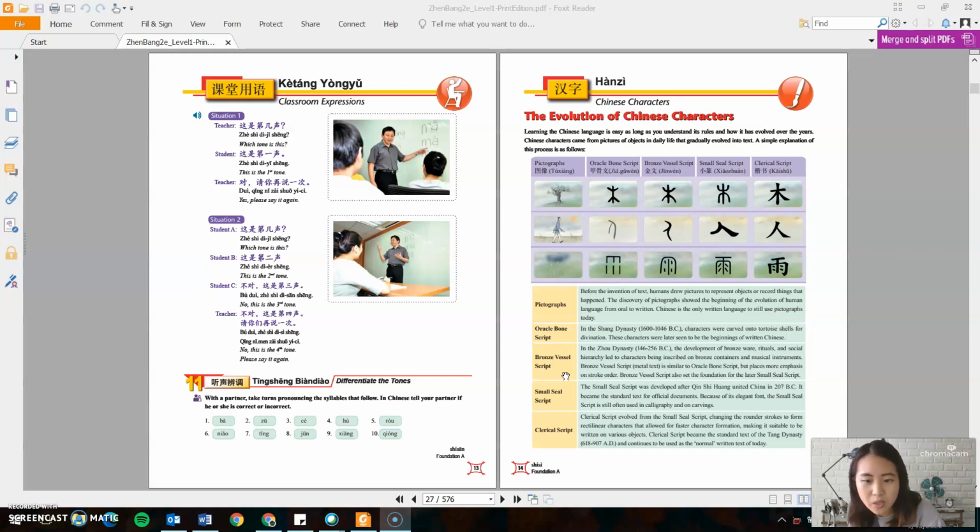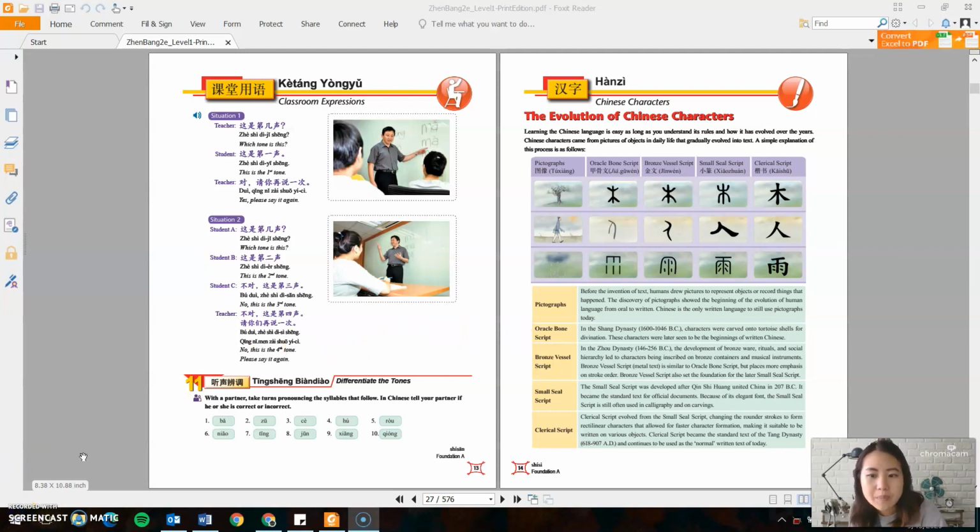Small seal script, 小篆. The small seal script was developed after Qin Shi Huang united China in 207 BC. It became the standard text for official documents. Because of its elegant font, the small seal script is still often used in calligraphy and on carvings.